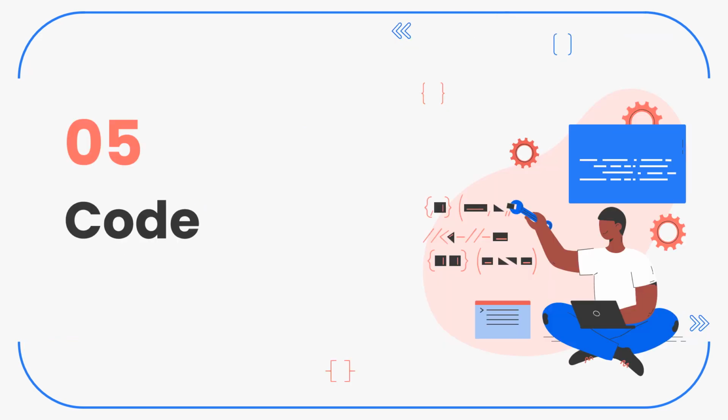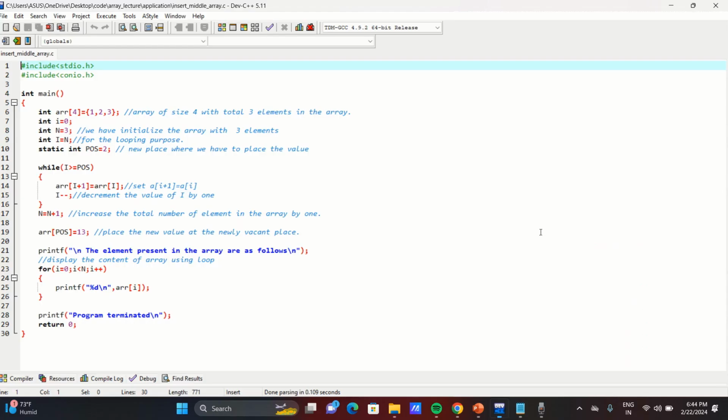Here is an example implemented in the C programming language for inserting an element in the middle of an array at a position that is already filled by shifting elements to create space for the insertion. We have implemented the algorithm in the C programming language. The C code contains an array of size 4 with 3 elements already present. There are 2 loops. One is a while loop for shifting the elements in order to create space for the insertion to take place, and the other is a for loop to display the content of the array after insertion.